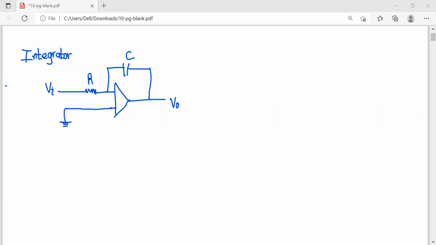Hi guys, in this video we are going to learn how an op-amp can work as an integrator. In our previous video we learned some basic applications of an op-amp. If you haven't watched those videos, please watch them first. I have given the link in the description as well. So without wasting our time, let's move on to the integrator.